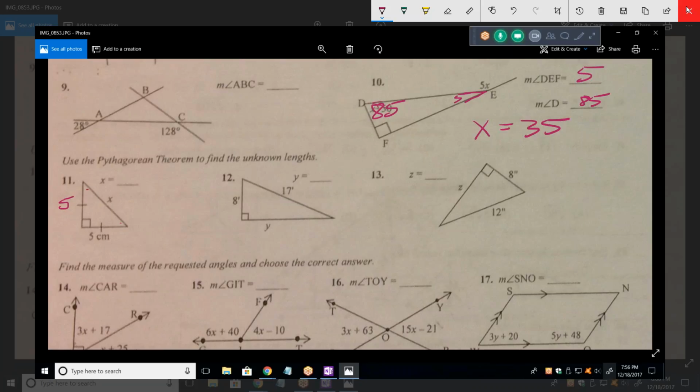That's an isosceles triangle. Two sides are equal. And whenever you have an isosceles triangle, the opposite angles are also equal. So they have to both be 45. But that's not really what they're asking for. They're asking for x. What's the Pythagorean theorem say about x?